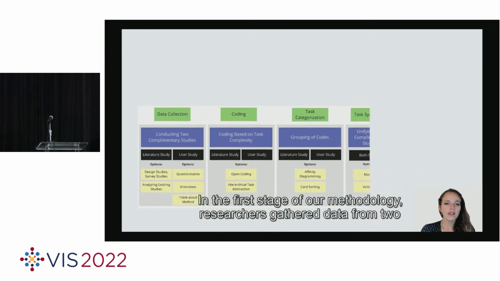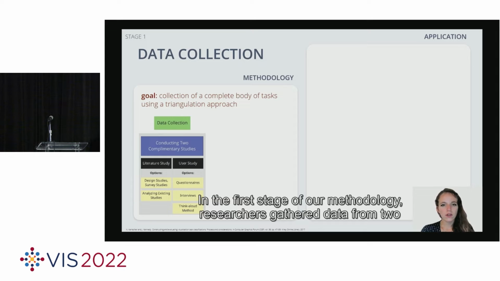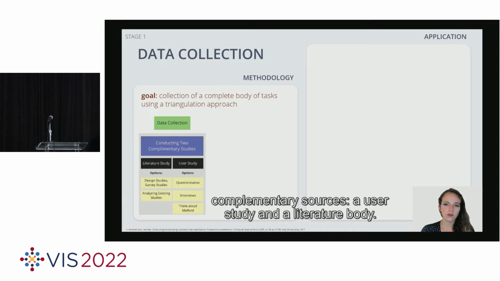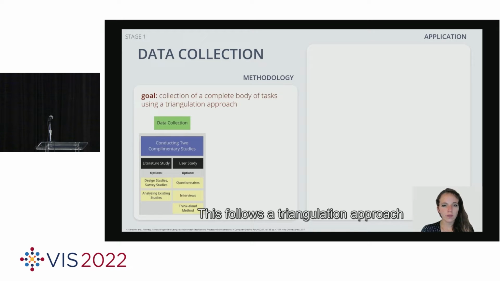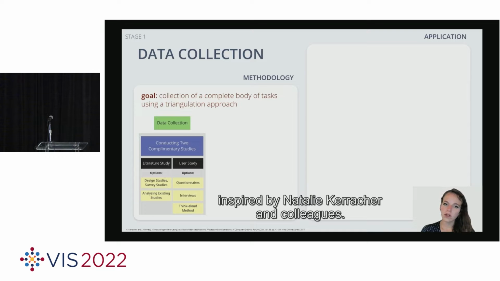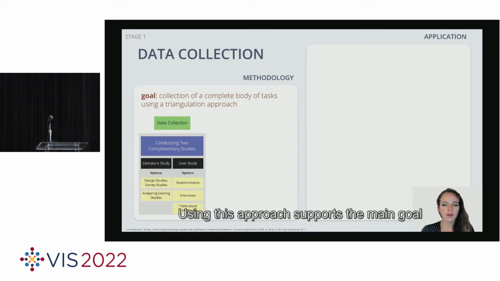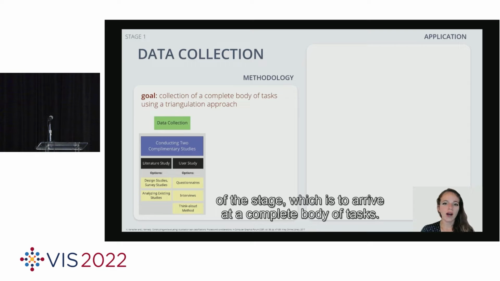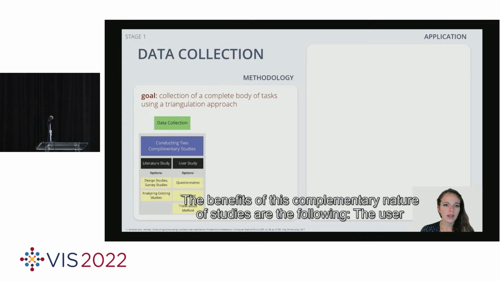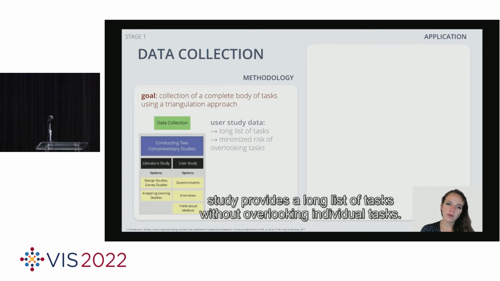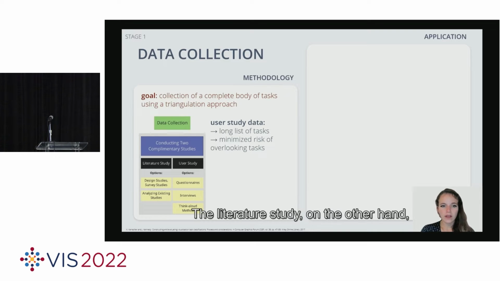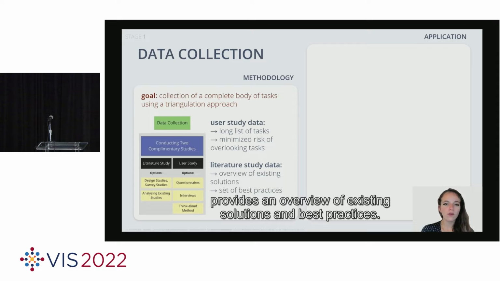In the first stage of our methodology, researchers gather data from 2 complementary sources: a user study and a literature body. This follows a triangulation approach inspired by Nathalie Keracher and colleagues. Using this approach supports the main goal of this stage, which is to arrive at a complete body of tasks. The benefits of this complementary nature of studies are the following. The user study provides a long list of tasks without overlooking individual tasks. The literature study, on the other hand, provides an overview of existing solutions and best practices.